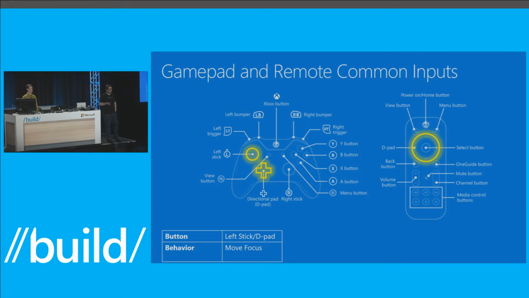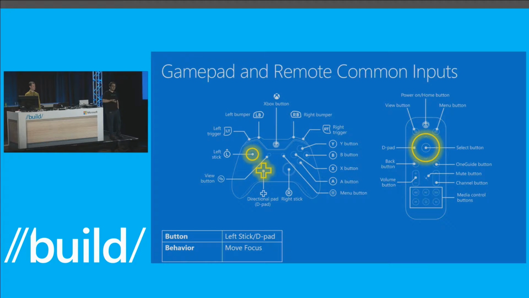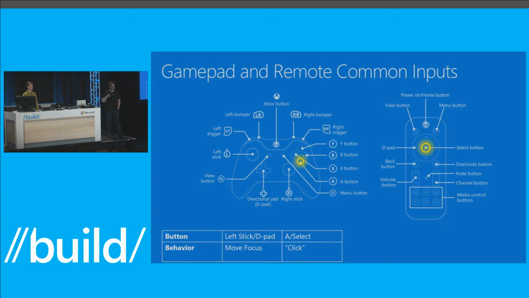There's a few common inputs that are there on both the remote and on the gamepad that you really want to make sure that you're doing the right behavior around. Of course, the first one is the left stick and the D-pad, and that's to move focus around, as we discussed. There's the A button, or it's that select button on the remote. This is the equivalent of click. Okay, so whatever thing has focus, when someone hits A, it should click that thing. That's how you want to make sure that works.